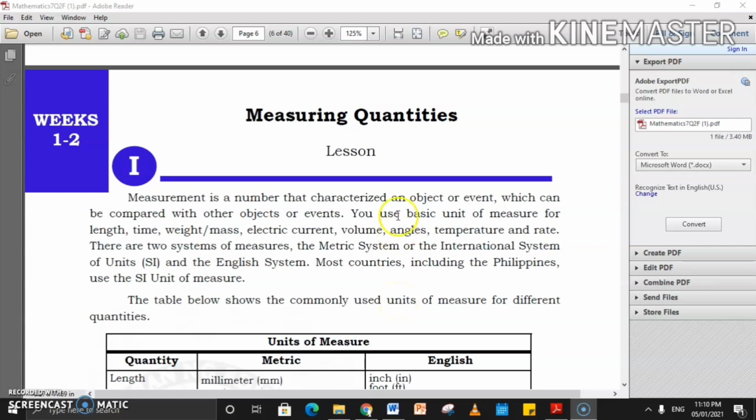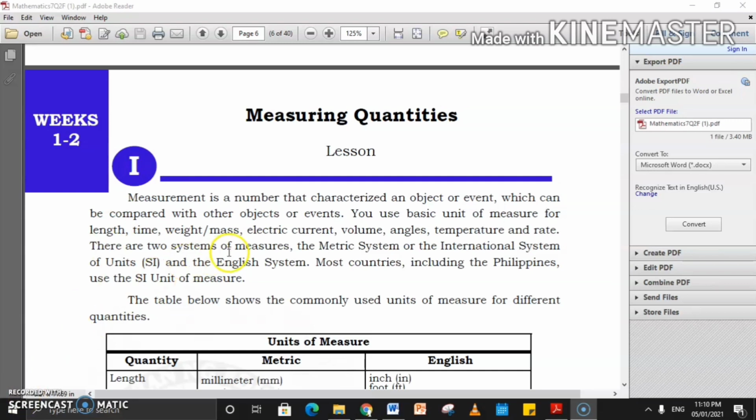Hello, good morning everyone. So our topic for today is all about measuring quantities, or about measurement. So this is your first lesson for weeks 1 and 2 ngayong second quarter ng ating modular distance learning. So it is all about measurement. So ano ba yung tinatawag nating measurement?